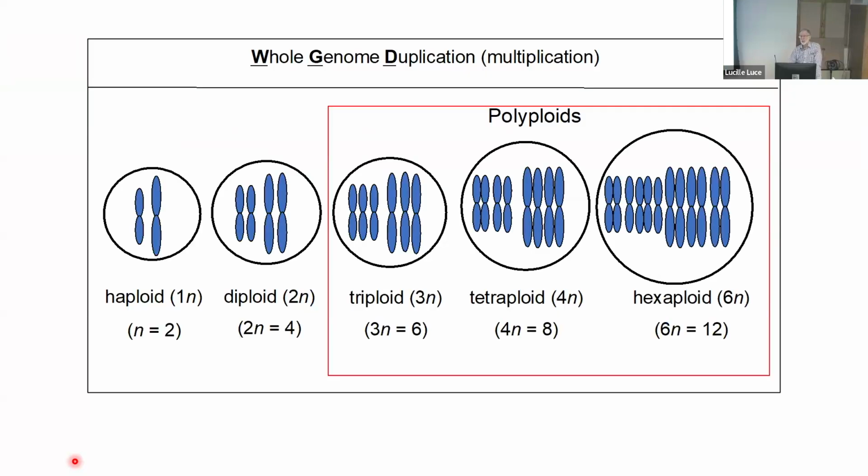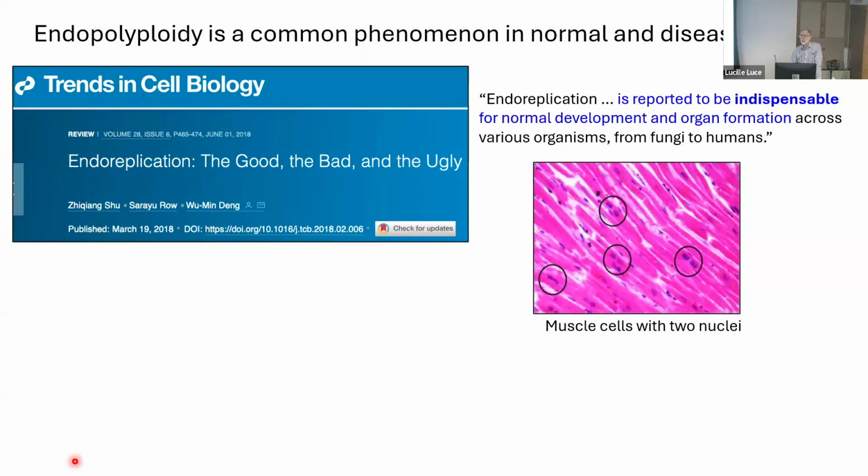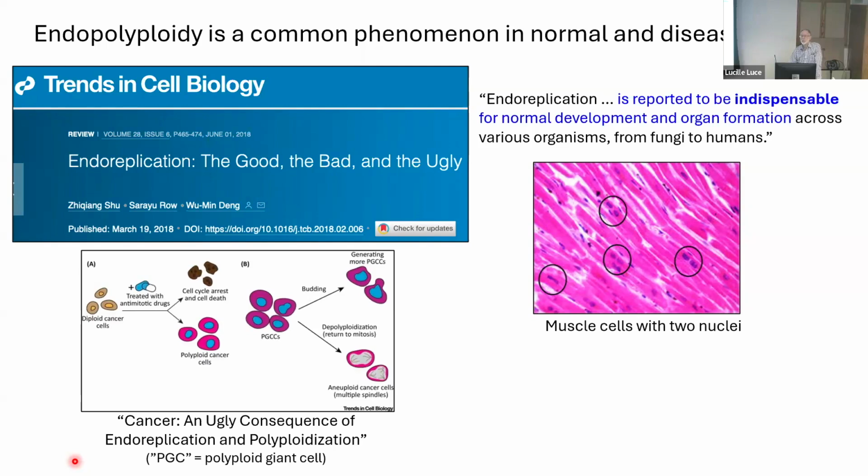So polyploidy, I think, as everybody knows here, is everything above the level of two sets of chromosomes in a cell. It's a phenomenon that is very common in nature at the organismal level. Endopolyploidy is a common phenomenon, as it mentions here in this review paper, indispensable for normal development and organ formation across various organisms, from fungi to humans and plants, of course, as well. Adrian Roeder's work on giant cells in the sepals of Arabidopsis, for example. So there's muscle cell with two nuclei, and then also it's a very common phenomenon in cancer. Cancer, as it says here, is an ugly consequence of endoreplication and polyploidization.